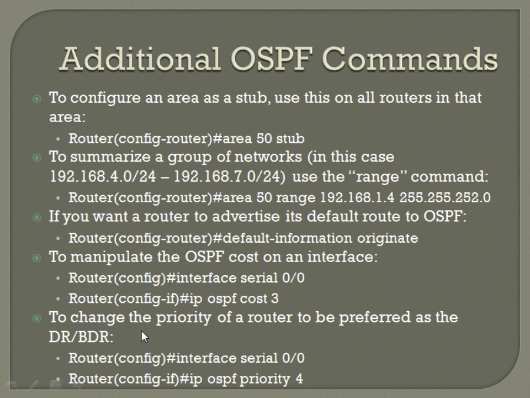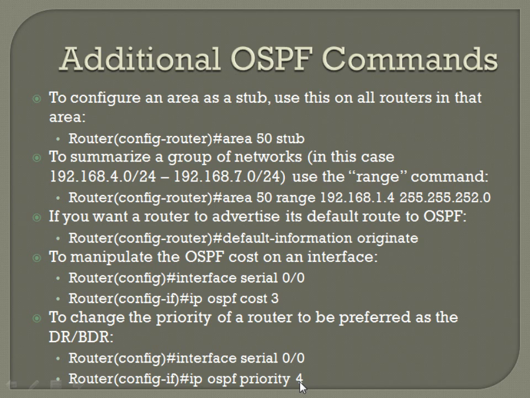To change the priority of a router to be preferred as the DR/BDR, this is an important one. You may very well have, definitely questions, possibly simulations on your exam, where you're going to have to change the DR/BDR. It's interface space, whatever your interface name and number is, and then from interface configuration mode, ip space ospf space priority, and then the value. Remember, 0 takes it out of the DR/BDR election process altogether. The value of 1 is what they're always going to be set to unless you change it, and higher values are preferred. So if you want this to be the DR, in this case we're setting it to 4, we might set the BDR value to 3.